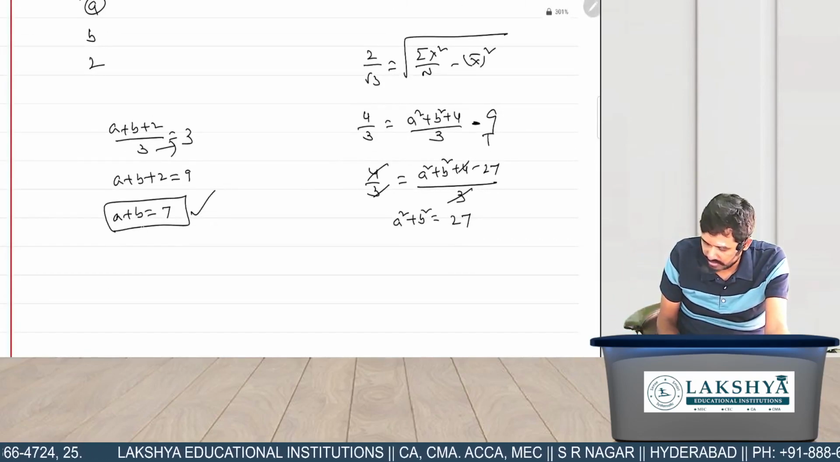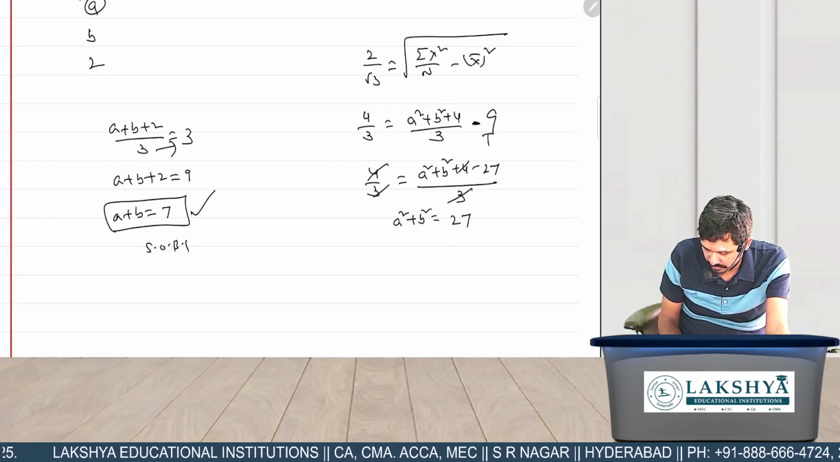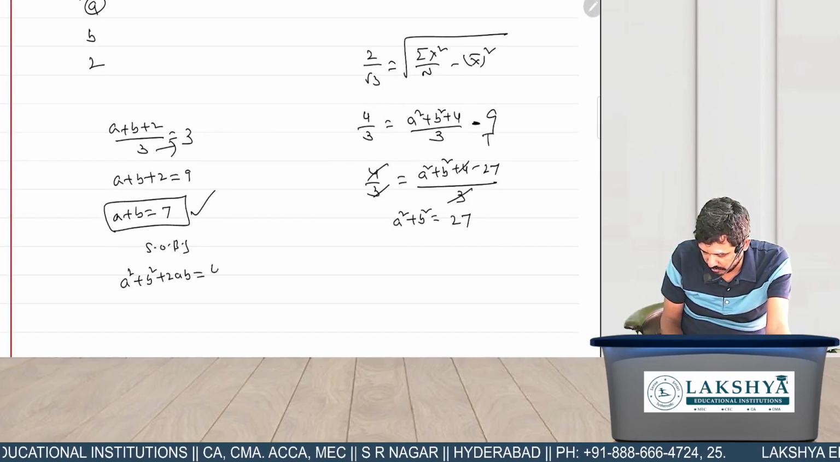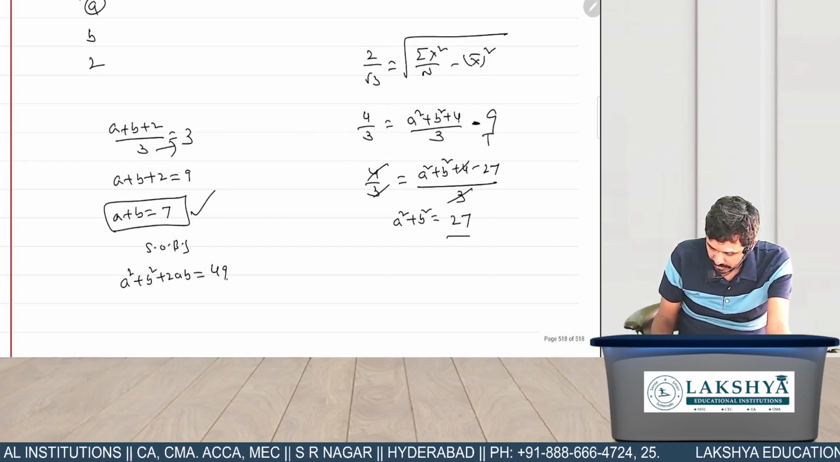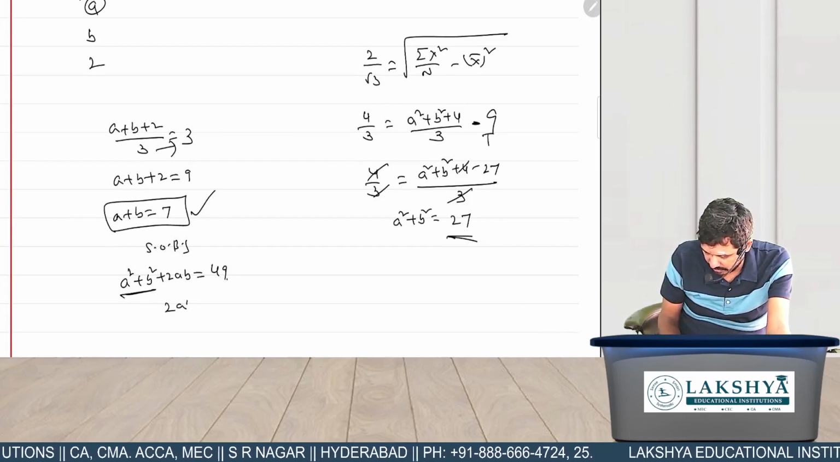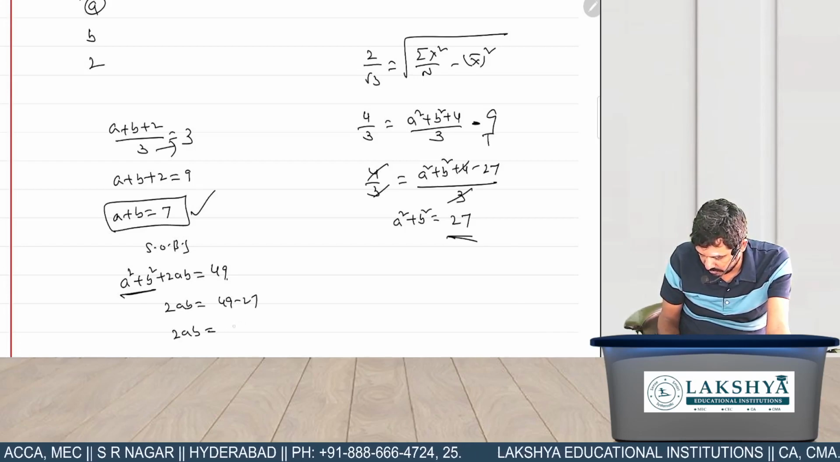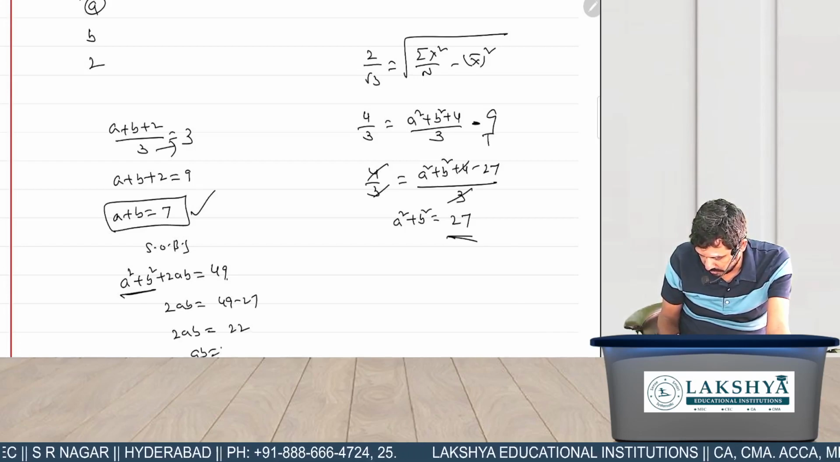Once again coming to this equation, squaring on both sides. A square plus b square plus 2ab is equal to 49. A square plus b square value is 27, kada? Minus 27. 2ab is equal to 11.